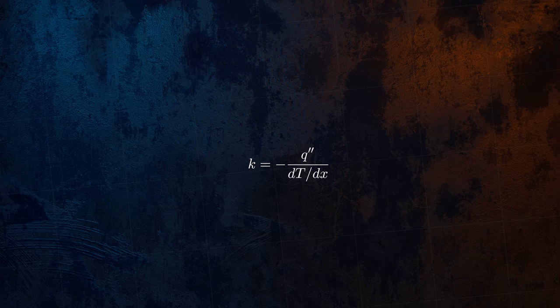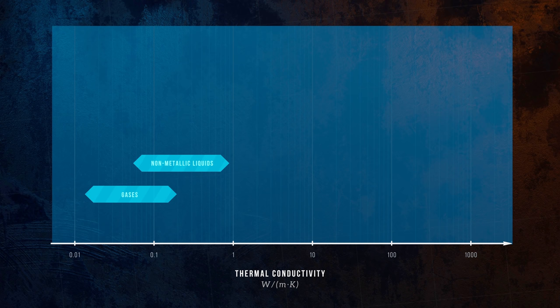Gases and non-metallic liquids tend to have very low thermal conductivities because the large spacing between molecules means that thermal energy is less easily transported. Non-metallic solids are next, followed by alloys and pure metals, which have very high thermal conductivities because they contain free electrons.